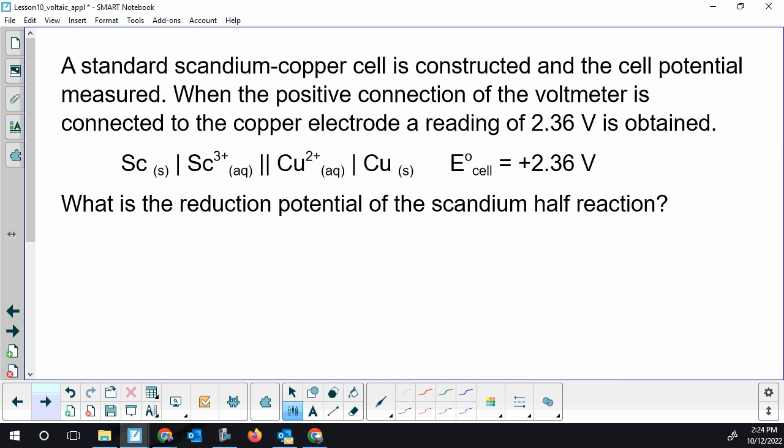The second question I'm going to do is going to be a lot faster. This is actually an old diploma question from 7 or 8 years ago. They gave a scandium-copper cell, so you have to realize you've got scandium metal, scandium ion, copper metal. And the voltage of this scandium cell is told in the question. It's 2.36 volts when the positive connection of the voltmeter, that was typically a red wire, is connected to the copper. And then the question was, what is the reduction potential of the scandium half reaction?